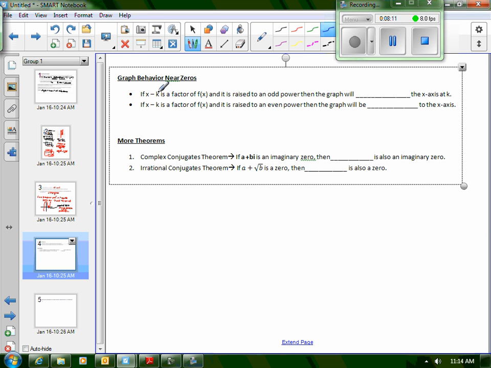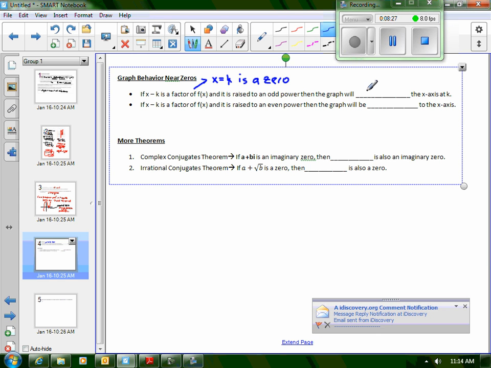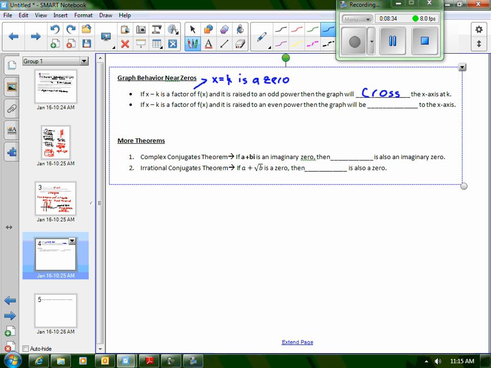Graph behavior near zeros. If x minus k is a factor, that means that x equals k is 0. A fact that you should know really, really well. If it's raised to an odd power, meaning 1, 3, 5, and so on, then the graph will simply cross the x-axis. If x minus k is a factor, again telling you that x equals k is 0, and it's raised to an even power, then the graph will be, and the word we're looking for there is tangent, if you remember that word from your geometry days and definitions of circles. So it'll be tangent to the x-axis.